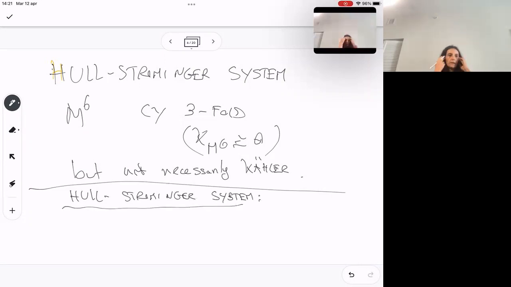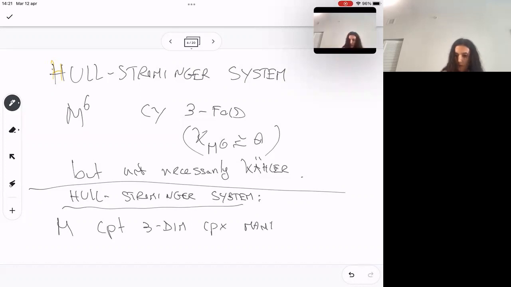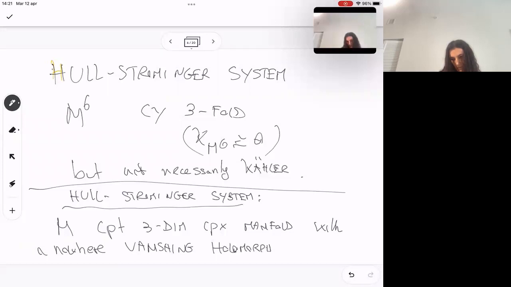We will have essentially three equations, but before writing the three equations, let's see what we have. So we will have M, as I say, a compact, three-dimensional complex manifold with the property that the canonical bundle is holomorphically trivial. So that means that we will have a nowhere vanishing holomorphic (3,0)-form. Let's call it Ω. This (3,0)-form I will also use later.